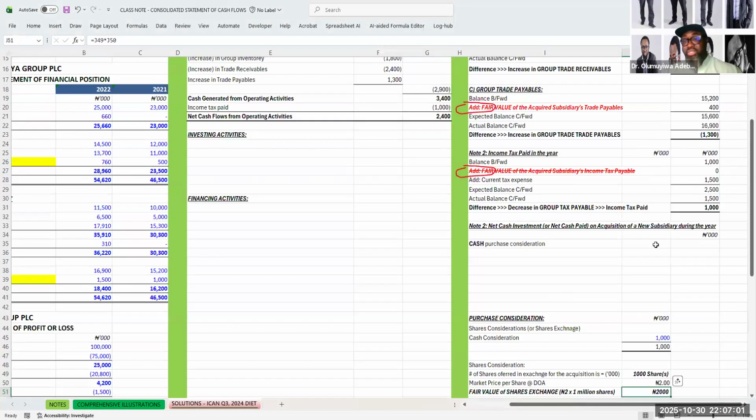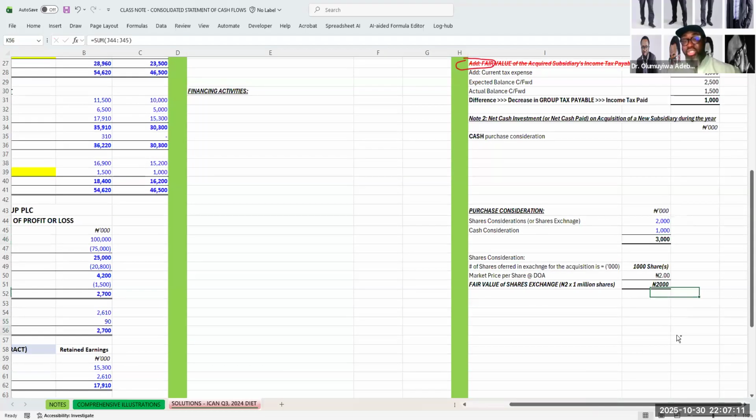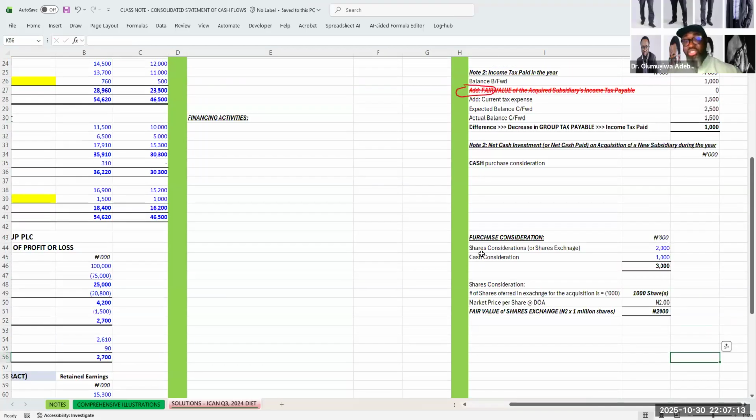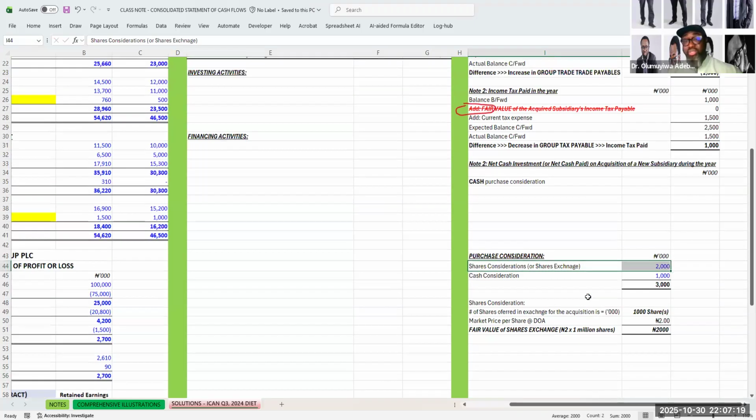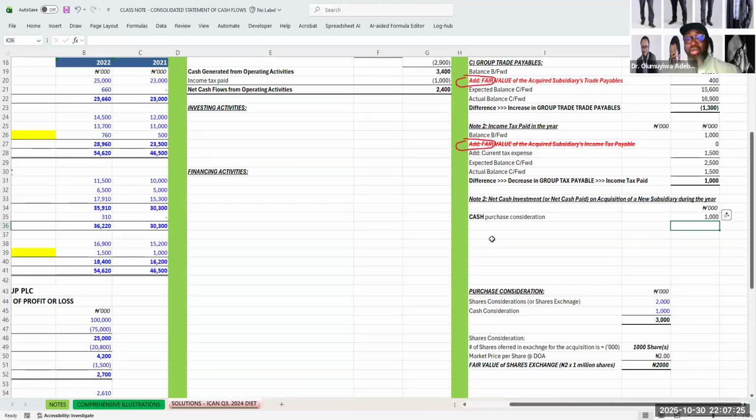Which means the total purchase consideration is this. That's 3 million. But what is relevant for us is only the cash consideration. And you'll see where this is relevant for us, the 2 million. Therefore, my cash consideration, once again, is 1 million. Now, in that cash consideration, what we're interested in is the net cash investment.